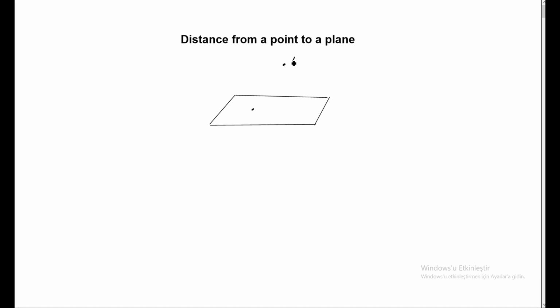Let's say this is x1, so a1, b1, c1. And this one is p sub 0, or x sub 0, let's say. So this one is x sub 0, y sub 0, z sub 0. So we are trying to find this length. This is the point, and we are trying to find this length, the perpendicular one. So this is the perpendicular.